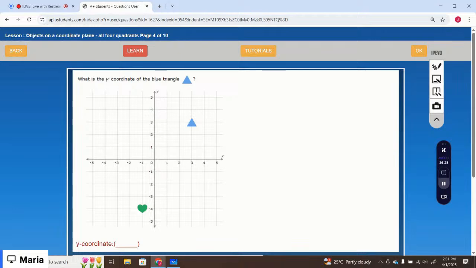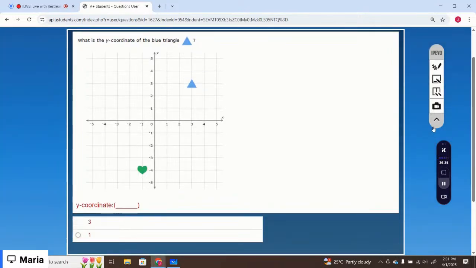What is the y coordinate of the blue triangle? Here is the blue triangle. The y coordinate of the blue triangle is 3. Option number 1 is the correct option.